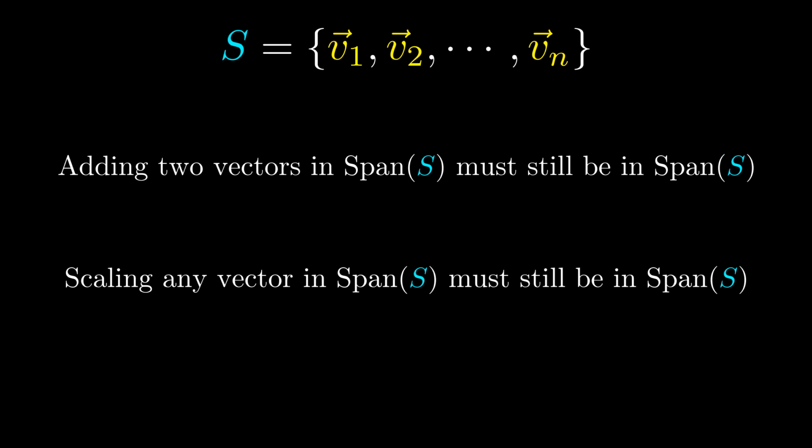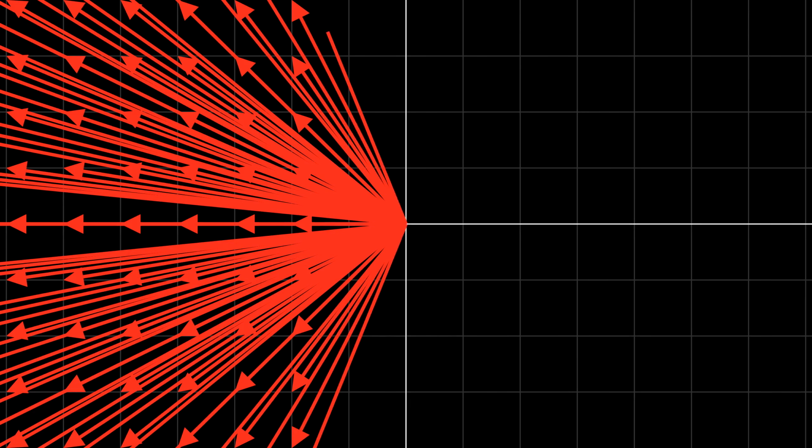Because adding vectors in the span of S stays in the span of S, and scaling vectors in the span of S stays in the span of S, the span of S is always a space. So in light of all of this, let's go back to our initial problem. How can we describe all of the vectors in a space with just a few vectors? All we need to do is find a few vectors in the space that span the whole space.